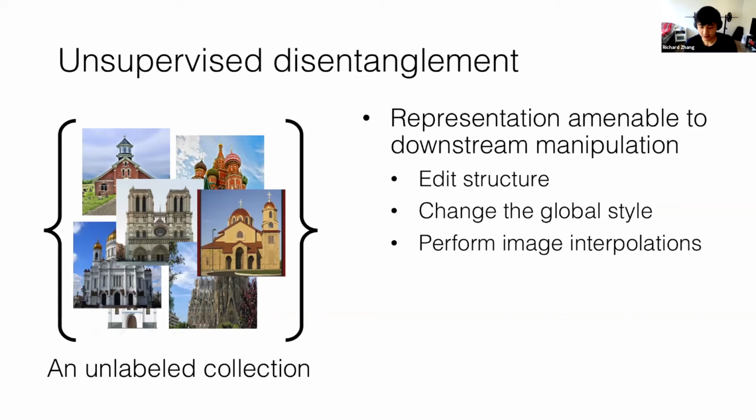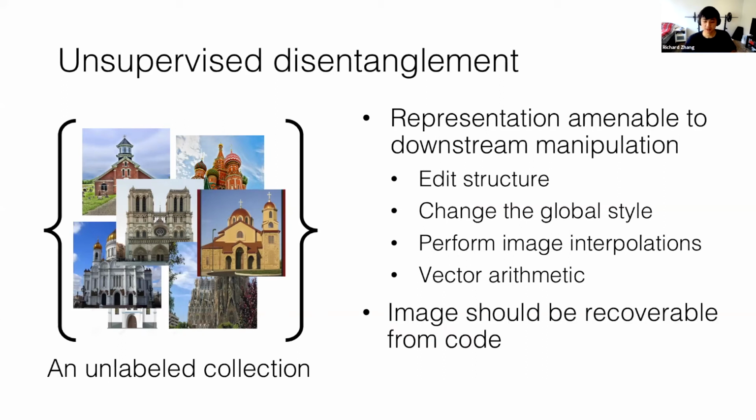One thing that we like to do for GANs, for example, is to perform image manipulations or image morphing. And something very similar to that is vector arithmetic, if you can find directions in the code space that make sense and are interesting. But first and foremost, the most important property is that the image should be recoverable from the code. Because if your representation cannot recover your original input image, you're not actually editing your input image, you're editing some other image, okay? And so this is first and foremost.